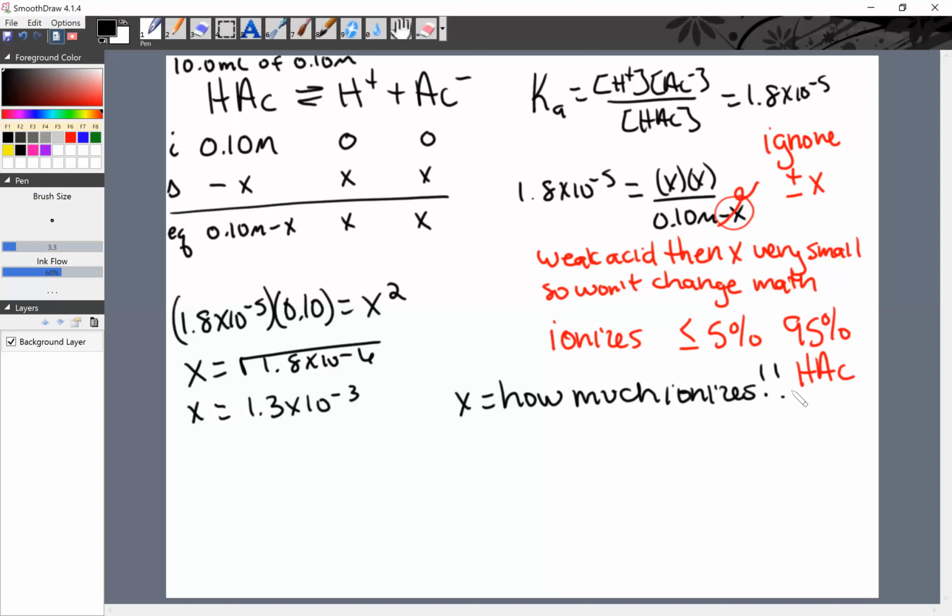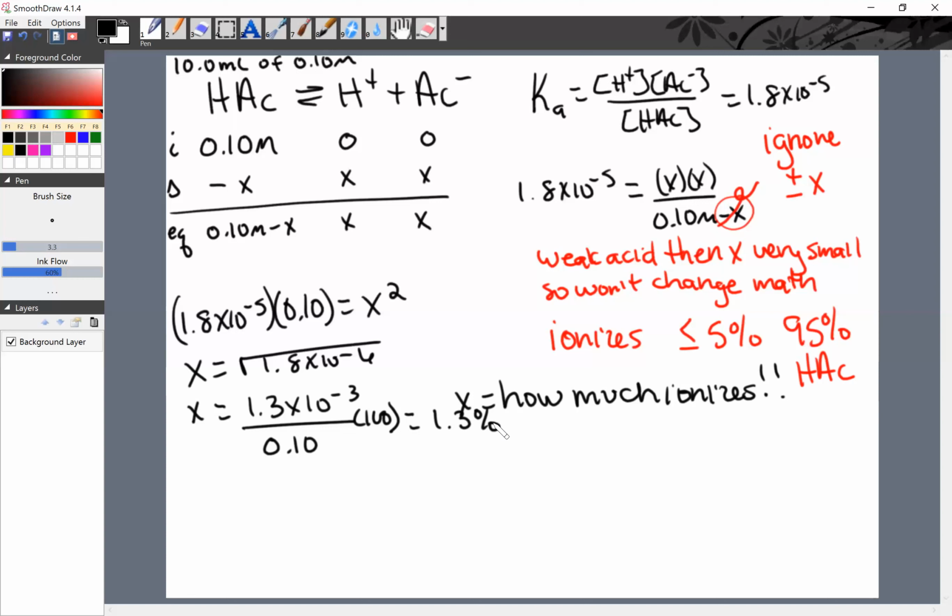Well, if my assumption is going to be correct, that better be less than 5%. Well, how do you find a percent? You take what you're interested in divided by your original. So my original concentration was 0.10. Convert it into a percent. I'm left with 1.3%. So what it is telling me is only 1.3% of the acetic acid at 0.1 molar actually ionized.